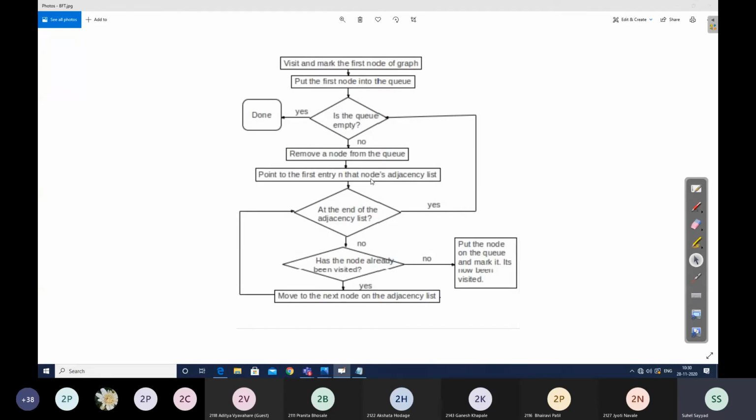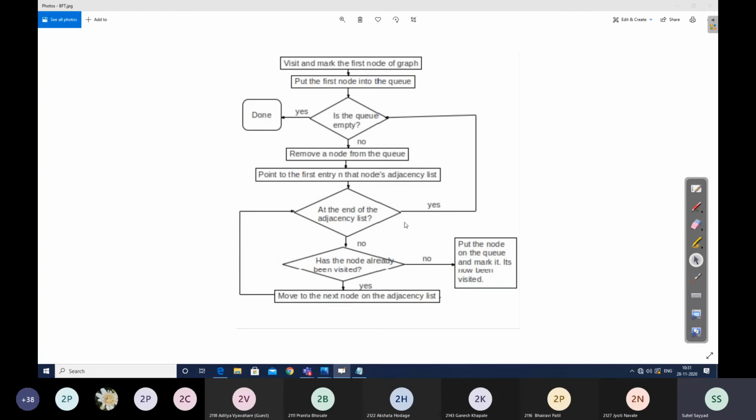In our case, we visited A first in the diagram. You can see the diagram in your notebooks. So we visit that A and check A's adjacency list. Then we check whether we are at the end of the adjacency list. No, because A's adjacency list has B and C. So we come in this no. We check whether B is already visited. No, B is not already visited. So we put that node on the queue and mark that node as visited, and we continue.